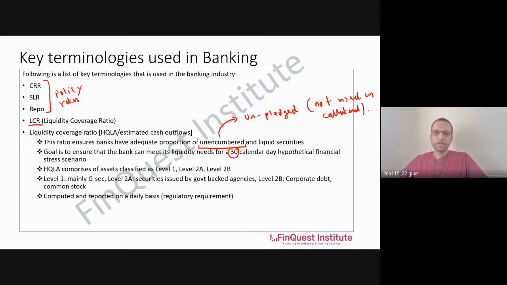HQLA will be a combination of three types of assets: level 1, L1, L2A, and L2B. So L1 is mainly government securities, which is also what you call treasury securities. L2A are securities which are issued by government-backed agencies, maybe like SIDBI, NABARD, etc. Level 2B could be corporate debt, common stock.